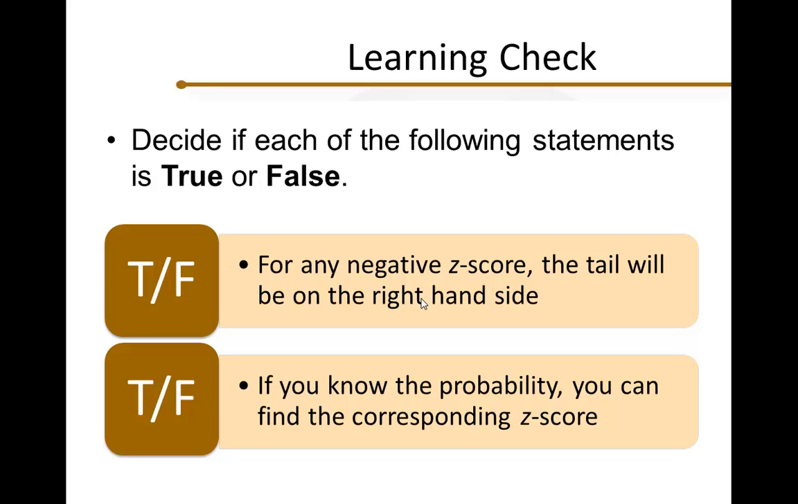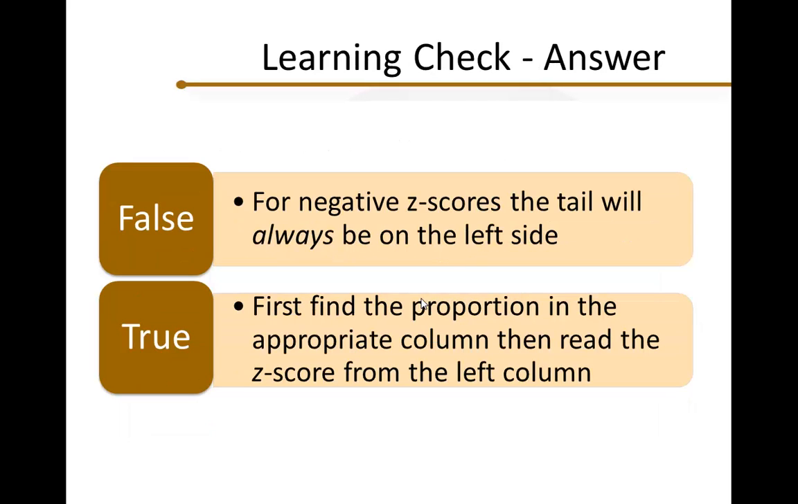All right. For any negative score, the tail will be on the right-hand side. True or false? Think about that. Negative z-score, true or false? If you know the probability, you can find the corresponding z-score. The first one is false. For negative scores, the tail is always going to be on the left. Right?